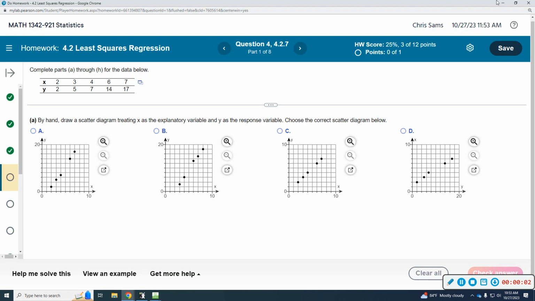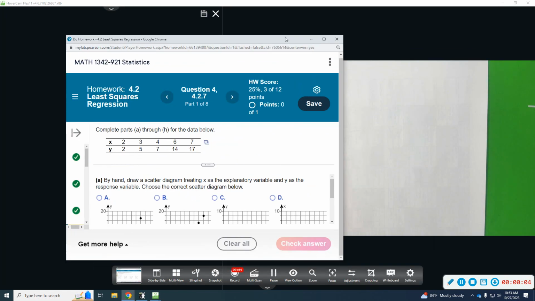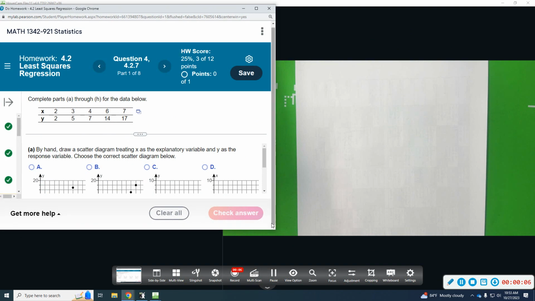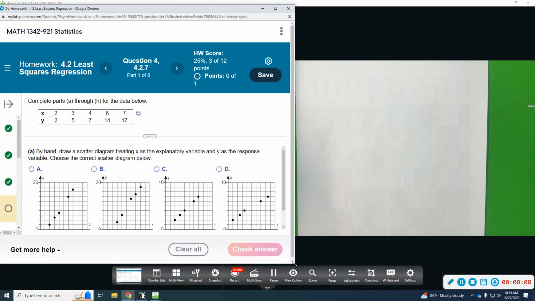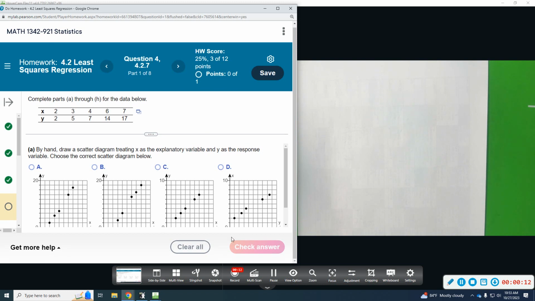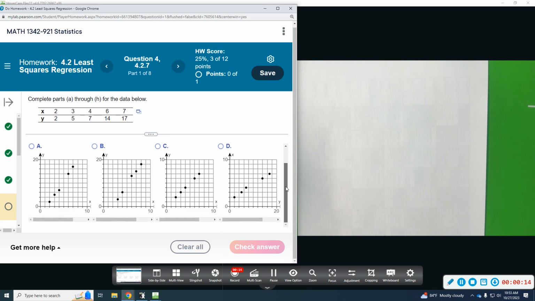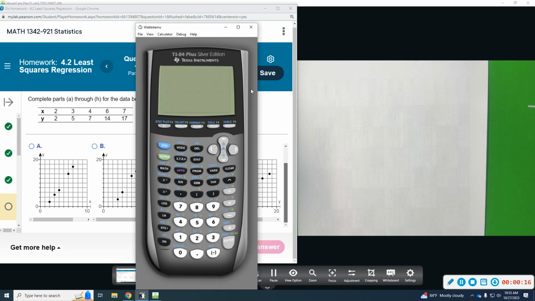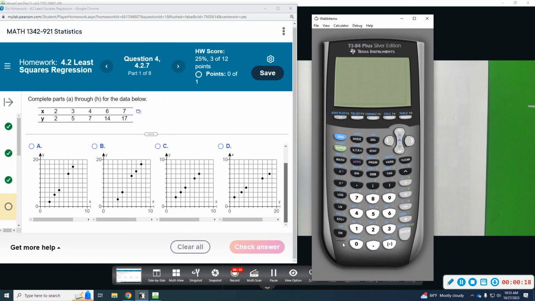Alright, question number 4. We got 8 parts. It wants us to first draw a scatter diagram by hand. Again, I'm going to just go ahead and do it with the technology. You can probably do it by hand, it wouldn't be too bad.